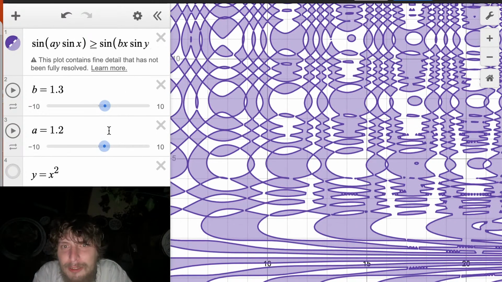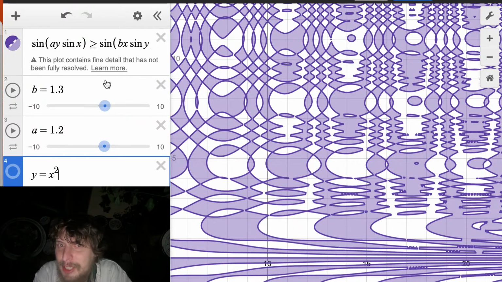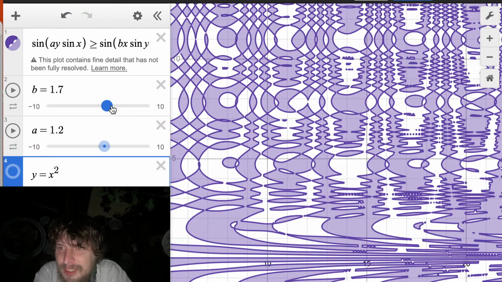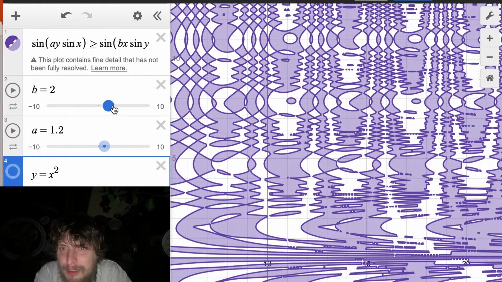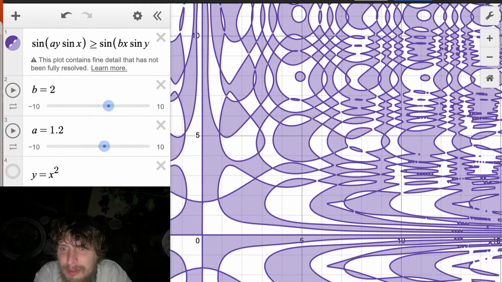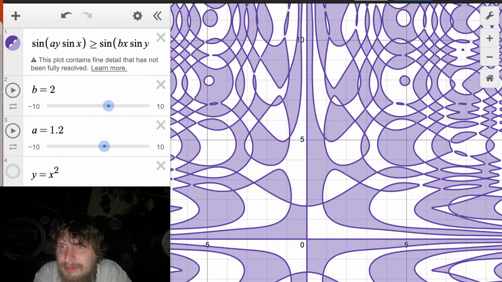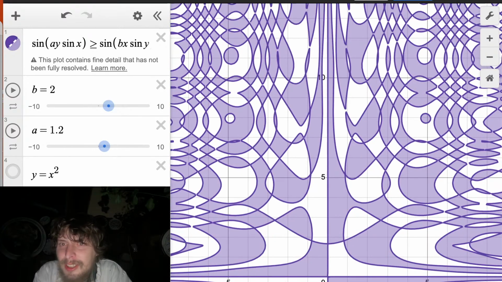Maybe I need to get them a little further off. They're within 0.1 of each other. When I go a little further, let's see. There's still a lot of symmetry.